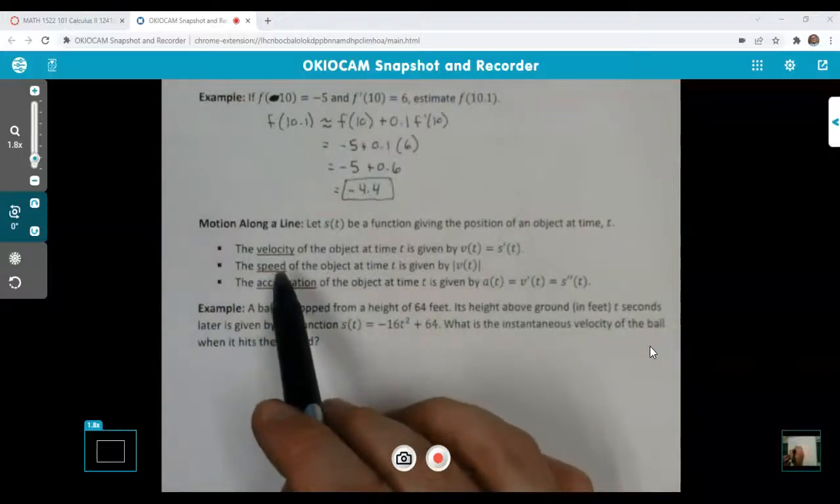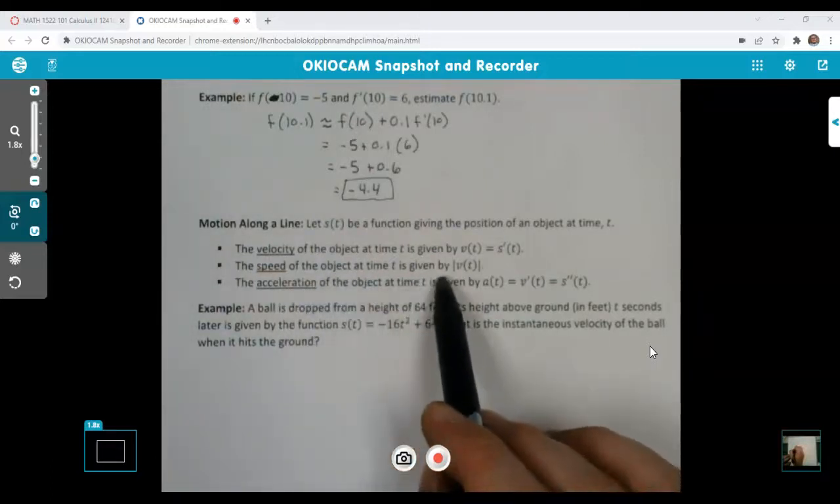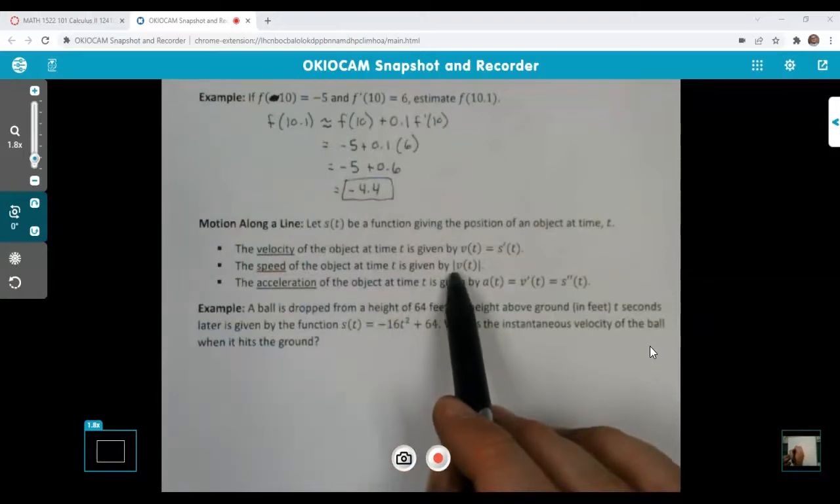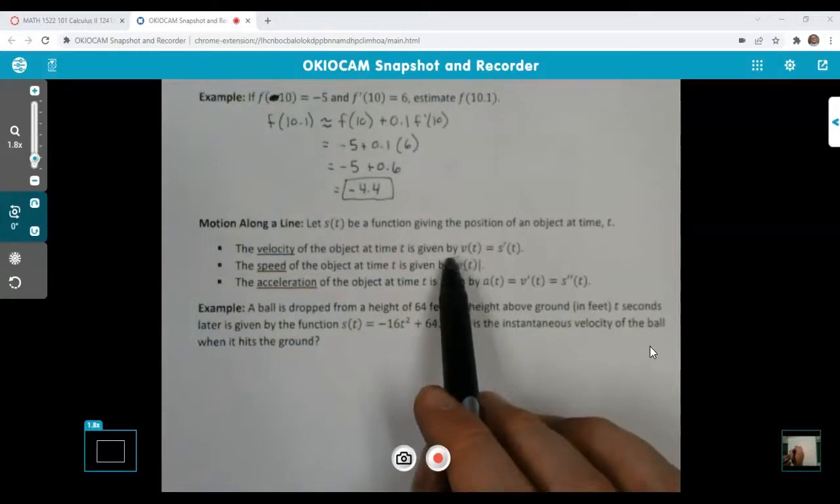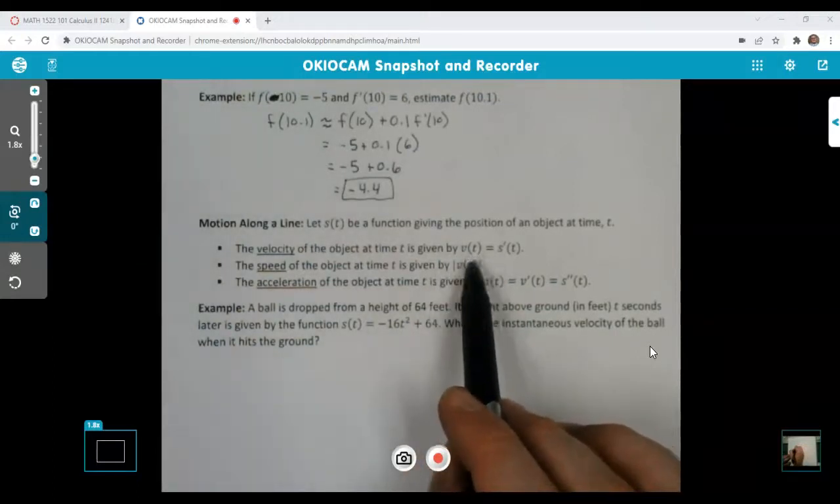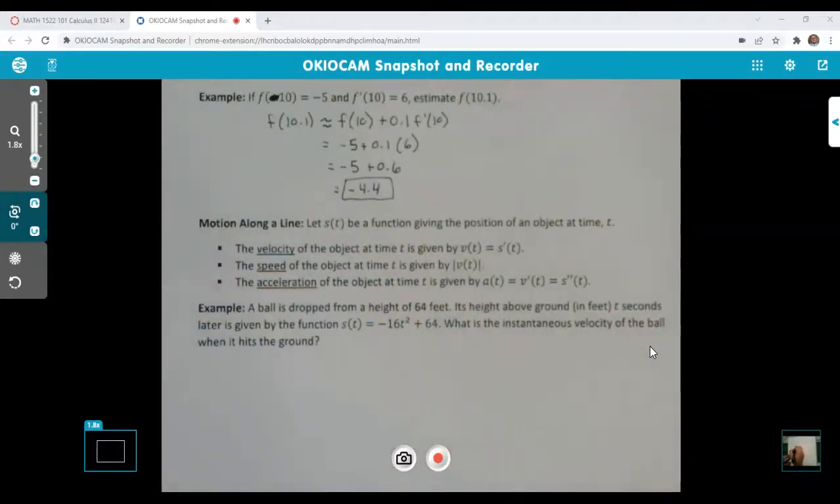The speed is the same thing, except speed only tells me how fast. Speed does not tell me which way I go. And so speed is the same thing, except it is the absolute value of v of t. Again, because v of t tells me how fast and which way. Speed is only how fast.